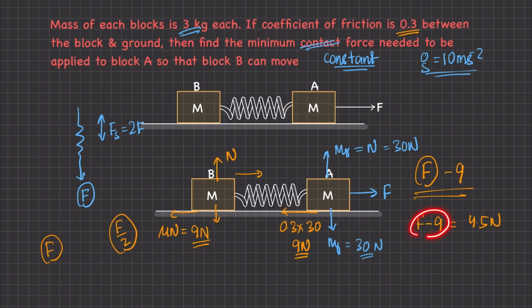So the rest, F minus 9, is acting on the spring, and this is trying to extend the spring so that block B can move. Now F minus 9 equals half of the spring force that we need to develop. Spring force we need is 9, so half of it is 4.5. That means F must be equal to 13.5 Newton. This is our answer to the problem.